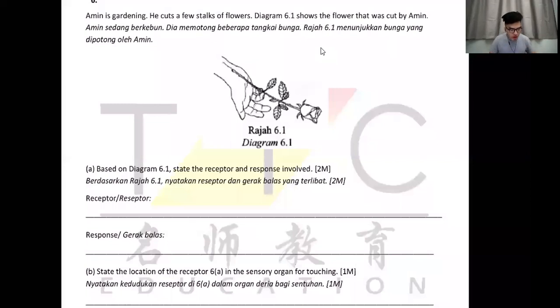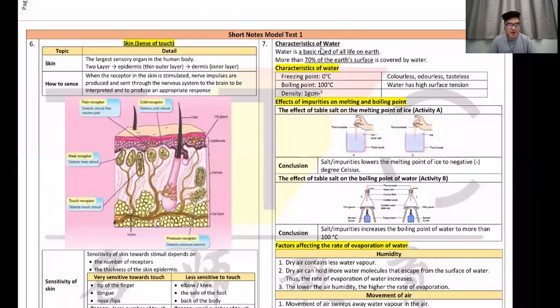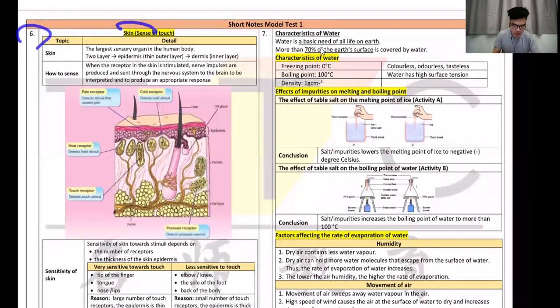We will not revise all chapters today, because that will be pretty much impossible. We will revise not even half, I would say 40% of the chapters. Hope you're ready. Let's begin with model test 1, the notes for model test 1. Let's start with question 6 first. Let's begin with skin, sense of touch.